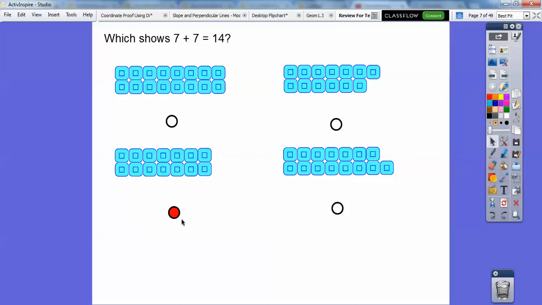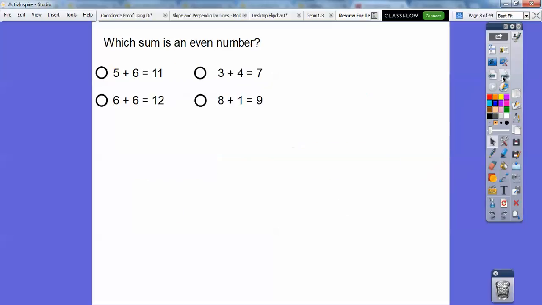If you have a test that asks you with these little bubbles right here, then you bubble in the one that you think is correct. These are called multiple choice. So we're going to bubble in this one because it represents 7 plus 7 equals 14. If we count these up, 1, 2, 3, 4, 5, 6, 7, 8, 9, 10, 11, 12, 13, 14. 7 plus 7 equals 14, and 14 is an even number.